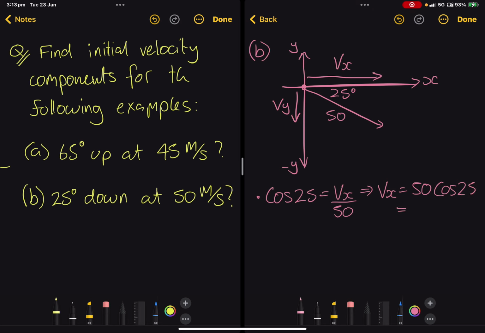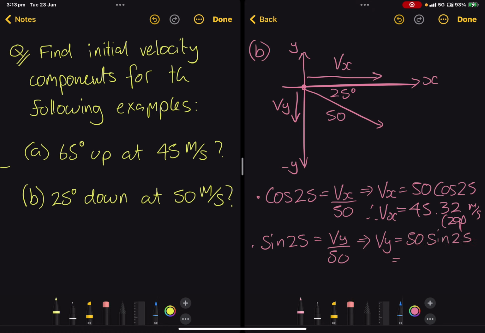50 times cosine 25 is 45.32. That's 2 decimal places, and that's meters per second. So that's the velocity in x. Then we're going to use sine to find velocity in y. We have sine of 25 is equal to velocity in y over 50. This implies that velocity in y is 50 times sine of 25. 50 times sine 25 is 21.13, 2 decimal places, and that's meters per second.